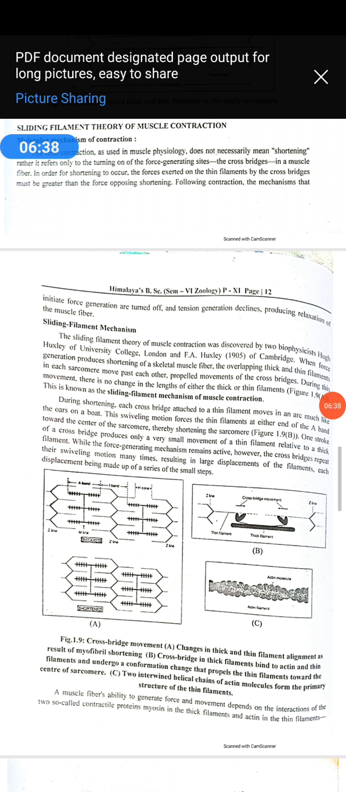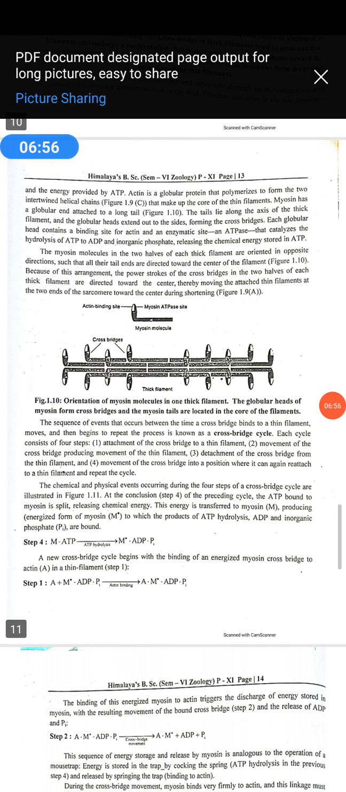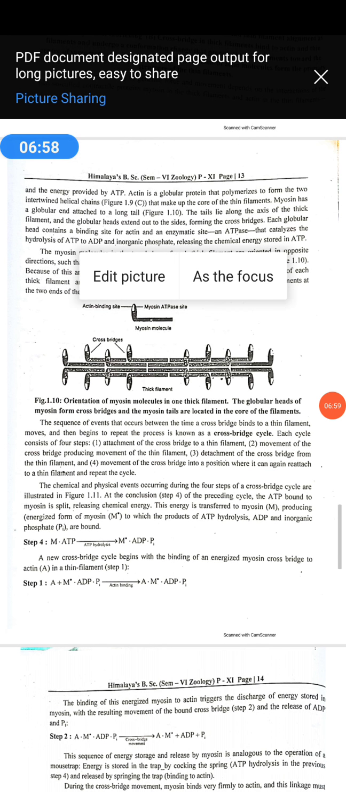There are mainly two kinds of process, active and passive. A process that requires the expenditure of energy, where that energy arises from ATP, is an active process, and a process that takes place without expenditure of energy is a passive process. Understand, students? In this way, the contraction and relaxation of the muscle fiber takes place.